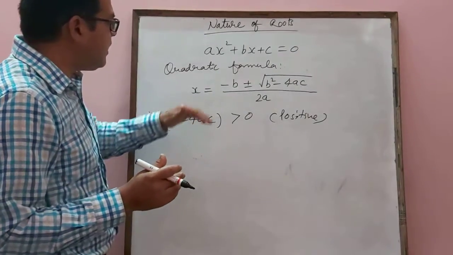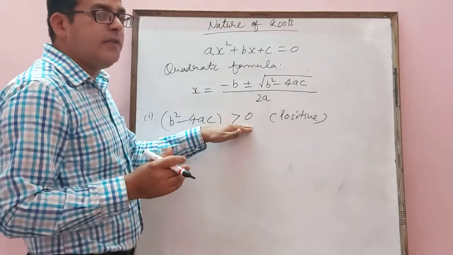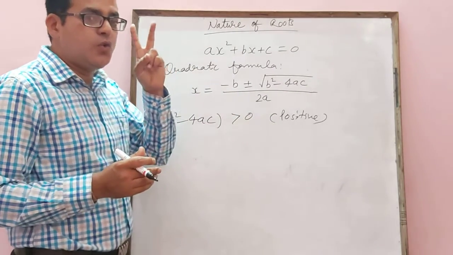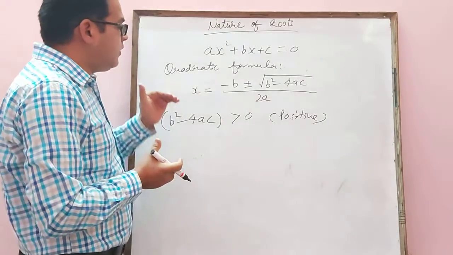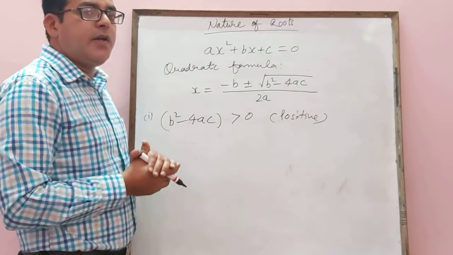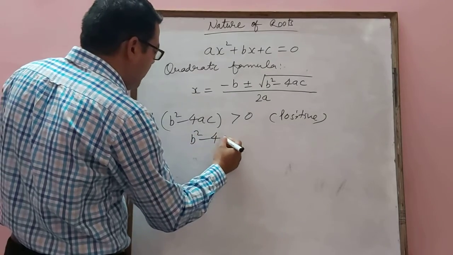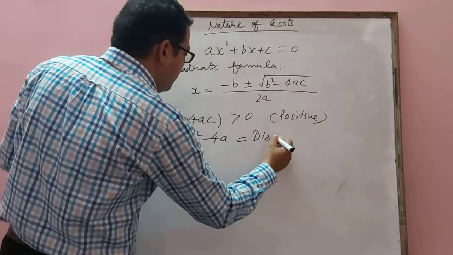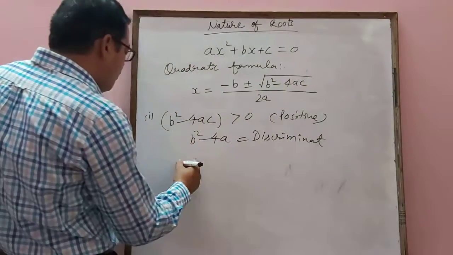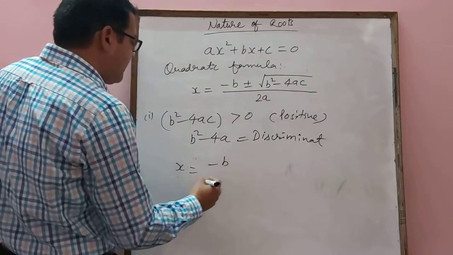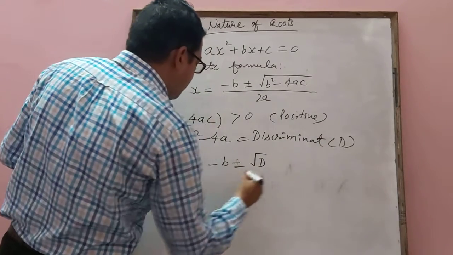It means in the case that the value of b² - 4ac is greater than 0, that is positive, we will get two values of x, two roots of x. So these roots will be different and distinct, right? This b² - 4ac is also called the discriminant. So the formula we can now write as x = -b ± √D. We can also denote it by capital D.